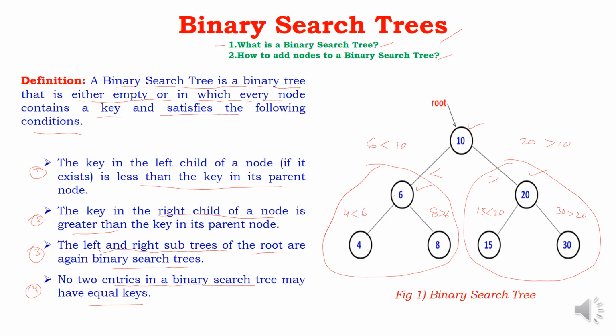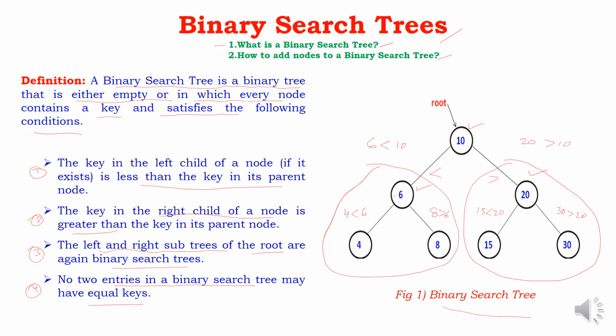So the left child is less than its parent value, the right child is greater than its parent value. 4 is a child of 6, and 4 is less than 6. The left child is less than the parent value, the right child is greater than the parent value. So if it satisfies these conditions, then that binary tree is said to be a binary search tree. So this is a binary tree as well as a binary search tree.